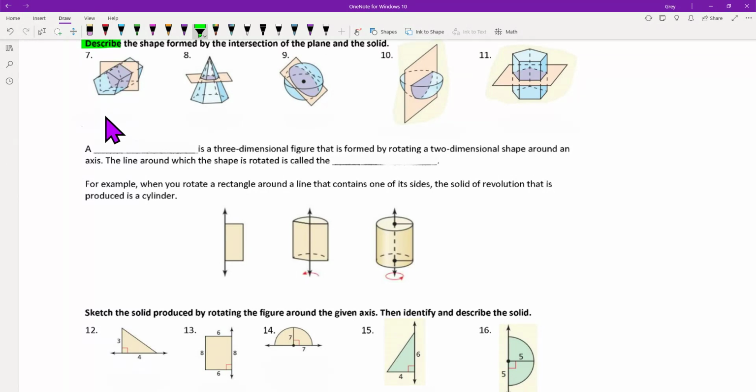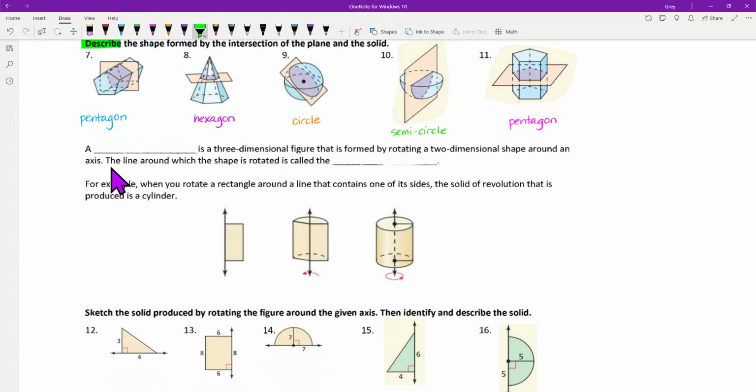And so the shape that's going to be formed by the intersection of the plane and the solid in this case is what I see on that base, and that is a pentagon. Next, it is parallel to the bottom, and that bottom has 6 sides, so it is a hexagon. This one is a sphere cut by a plane, and that is going to give us a circle. This one, if you think about what you can see, it's kind of shaded purple here, so that would be a semicircle. And then last but not least, this shaded region is a pentagon.